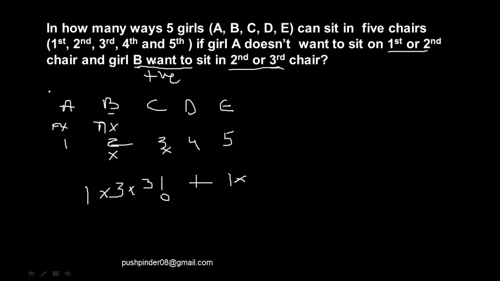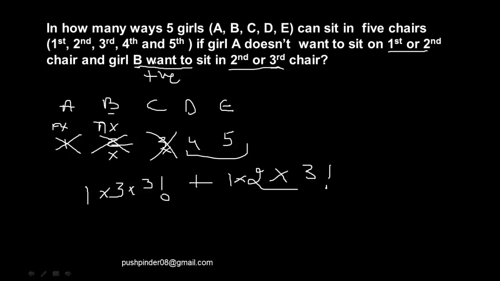Girl A does not want to sit on the first, she does not want to sit on the second. The third chair has already been taken, so she is left with 2 choices. Now there are 3 girls left and 3 chairs left, which can be solved with 3 factorial, right? So I hope everyone is understanding. This is the way you solve the question. So this is nothing but 3 factorial into 2 plus 3 into 5. That is our answer.